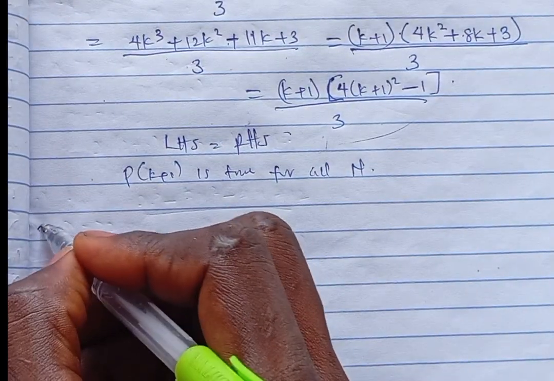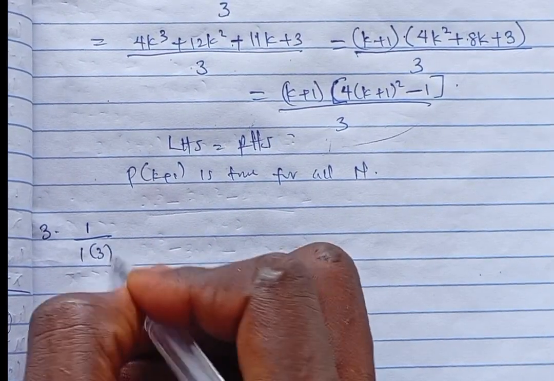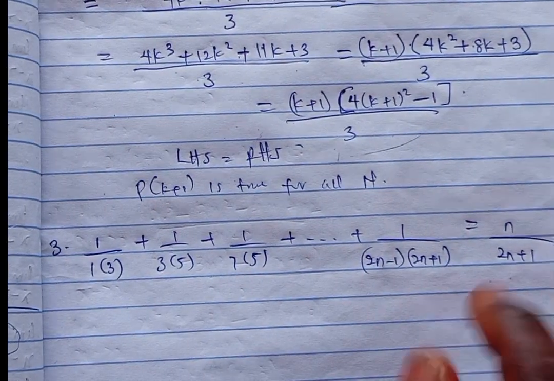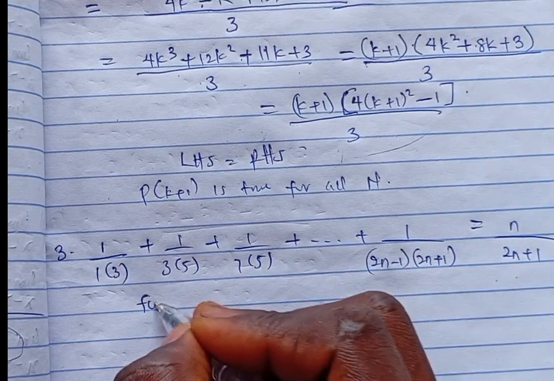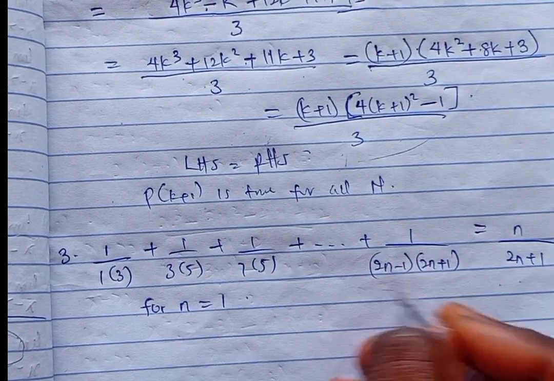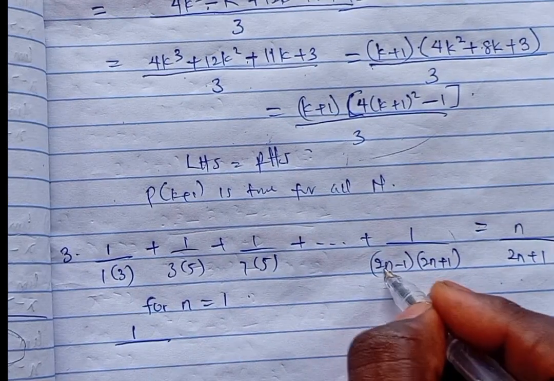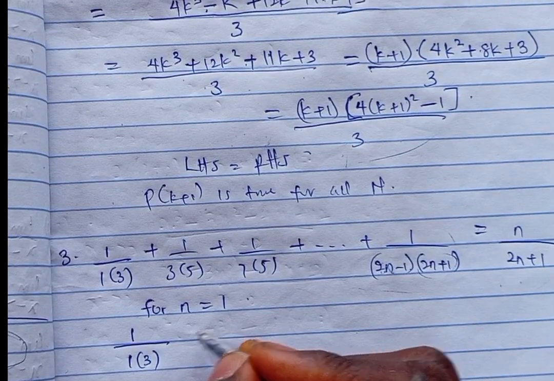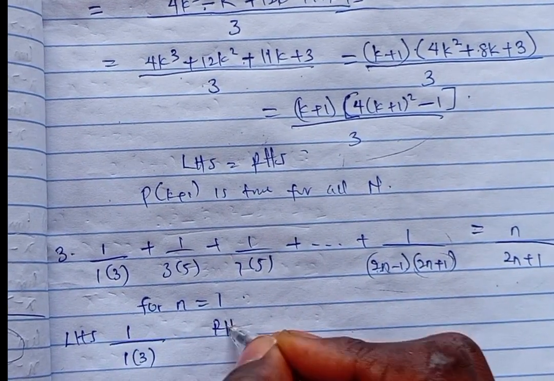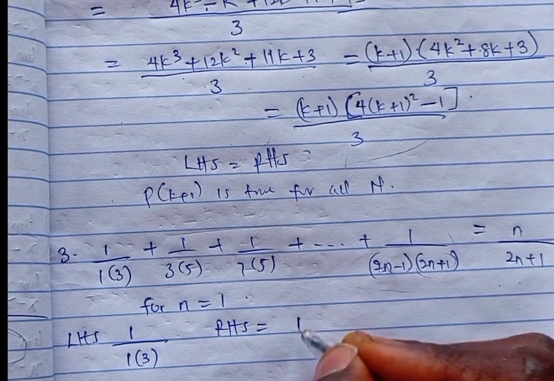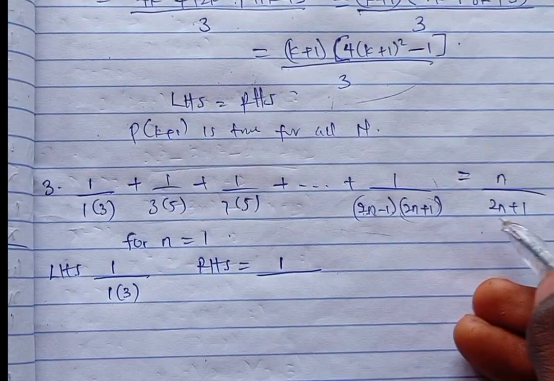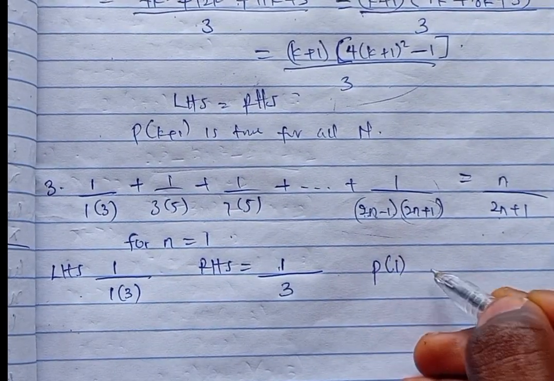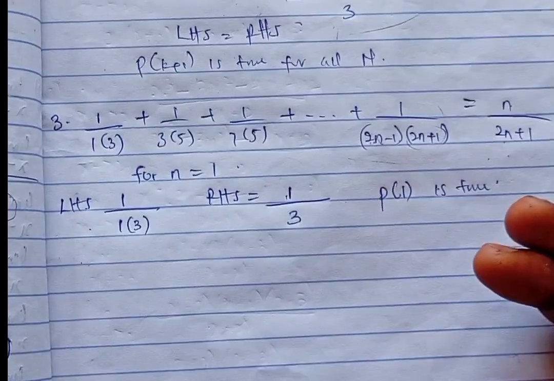Okay, so we have the third one, 1 over 1 of 3. So this is the third question. How will you prove this one? Now you still follow the same steps. For n equal to 1, this side must be equal to this side. So you have 1 over 2 into 1, which is 2 minus 1, that's 2, and this one will be 3. So 1 over 3. This is your left hand side, and your right hand side, when n is equal to 1, you have 1 over, substituting 1 here, that one will also be 3. So the left hand side is equal to the right hand side, and that tells us that P(1) is true. So move on to the next one.